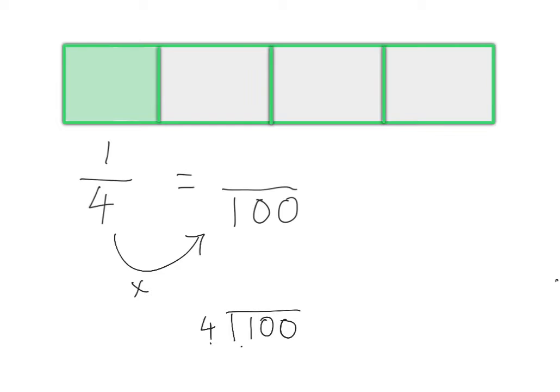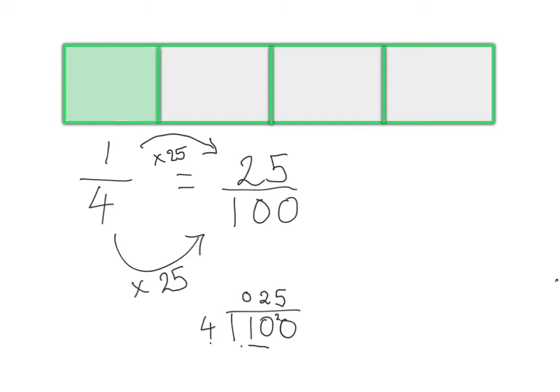So 4 goes into 1, well it doesn't, so we'll carry the 1 over. 4 goes into 10 2 times with 2 left over. 4 goes into 20 5 times. So 100 divided by 4 is 25. That means 4 times 25 is 100. And of course we'll do the same to the numerator, so times that by 25. And 1 times 25 is 25.